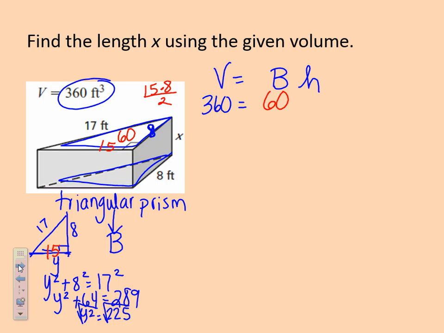Now the h is the height. How tall is that thing going to be? Well, that's the x, right? That's the x we're looking at. So the x is there, and now we just have to solve for x. I have 60x equals 360. To get the x alone, I would divide by 60, so x would equal 6. That tells me the height has to be 6 feet. So using that volume formula, we can find missing measurements on shapes if we have a given volume we want to have, or a given ending volume.